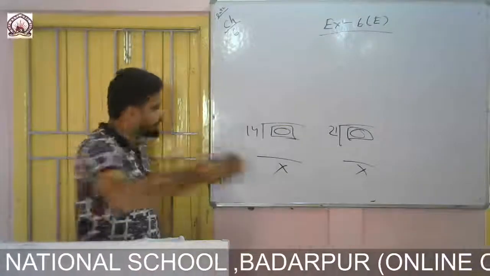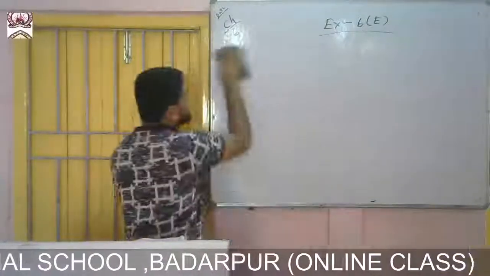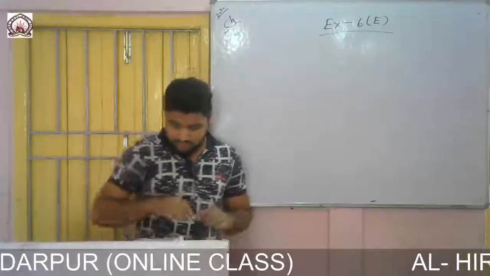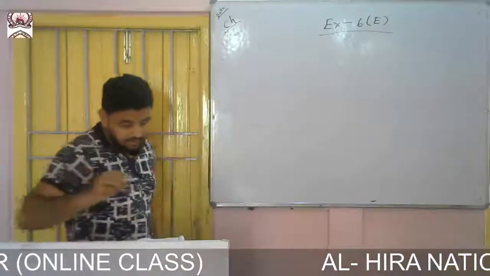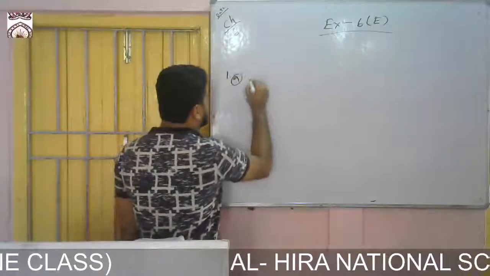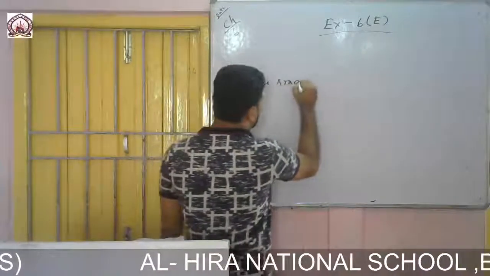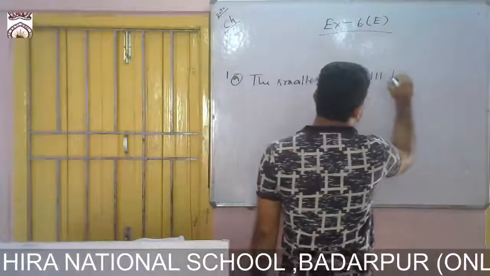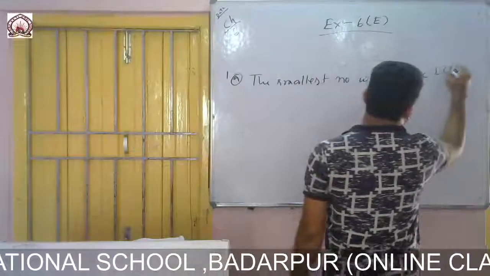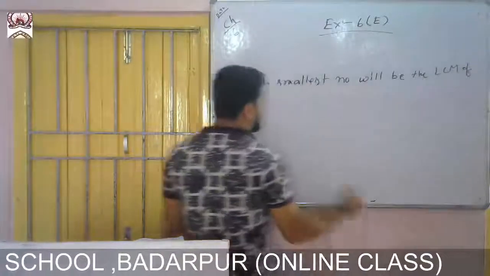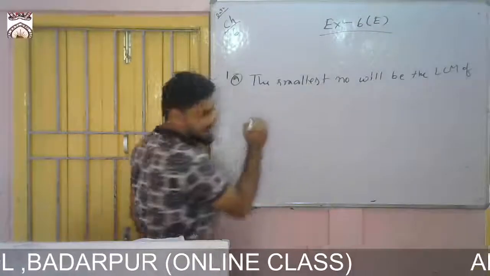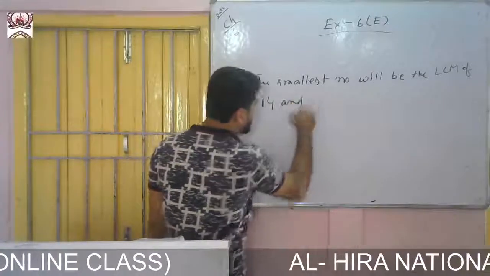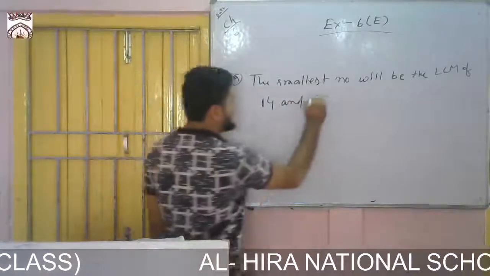So write 1A, the smallest number will be the LCM of 14 and 21.